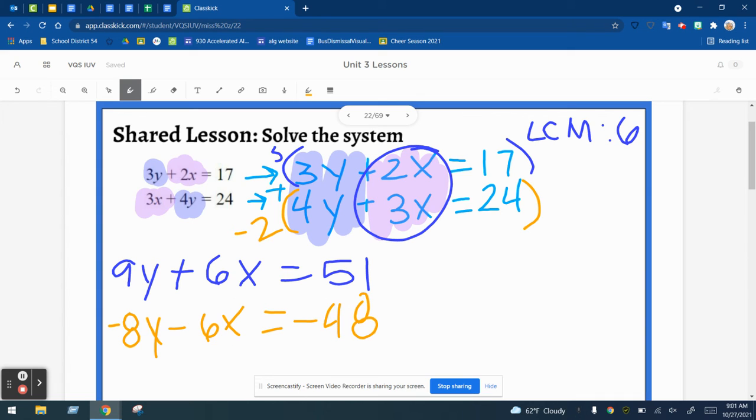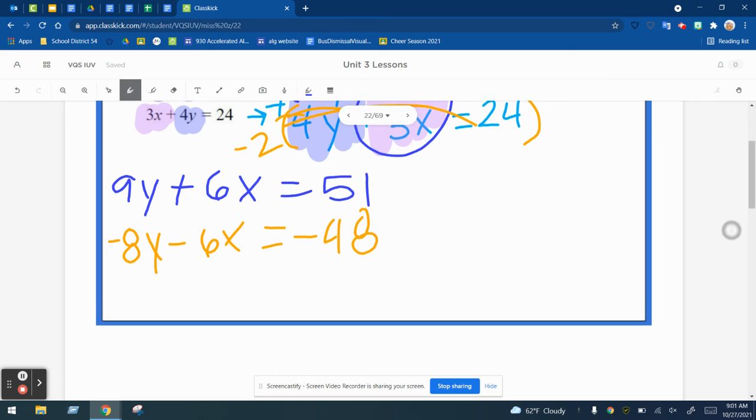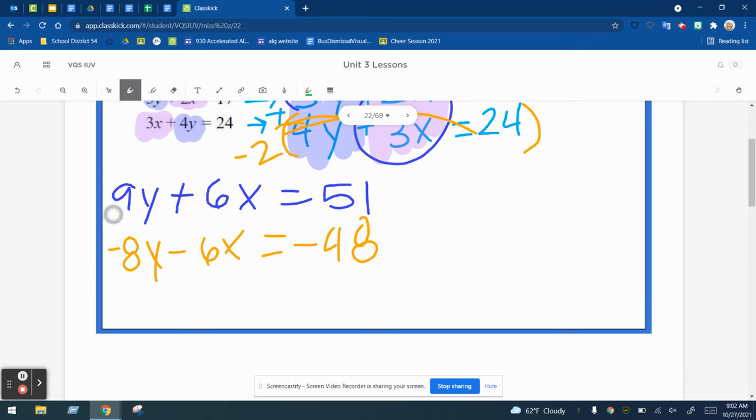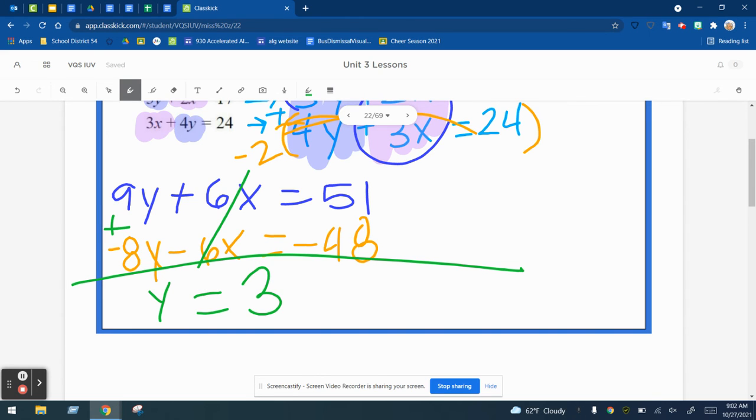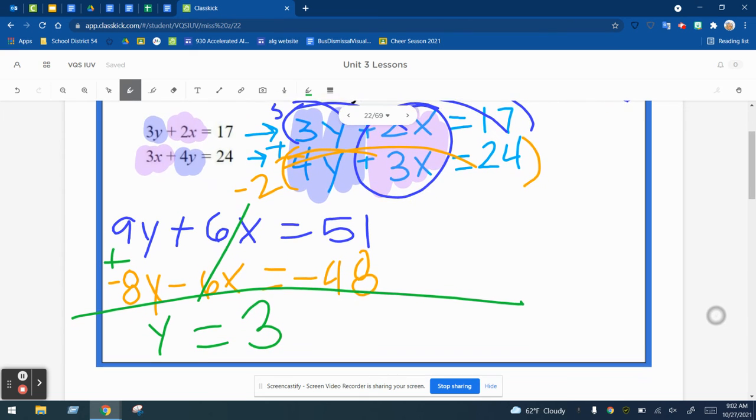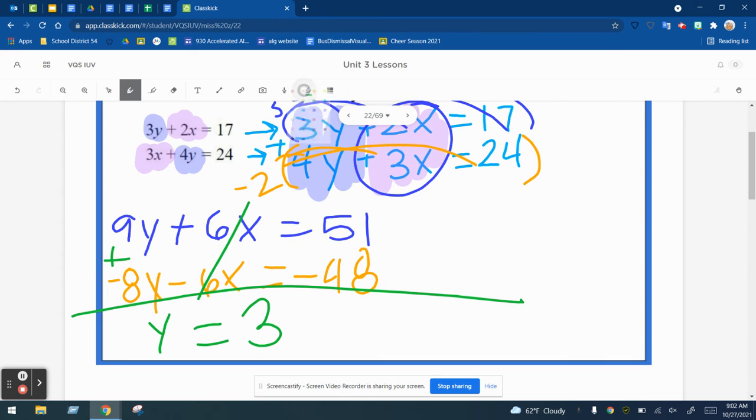So notice for both, I multiplied everything in those equations, right? Every single piece got multiplied. Now I can add and eliminate. 9y plus negative 8y is just y. Our 6x canceled. That's what we wanted to happen. 51 plus negative 48 is going to be 3. So y equals 3.